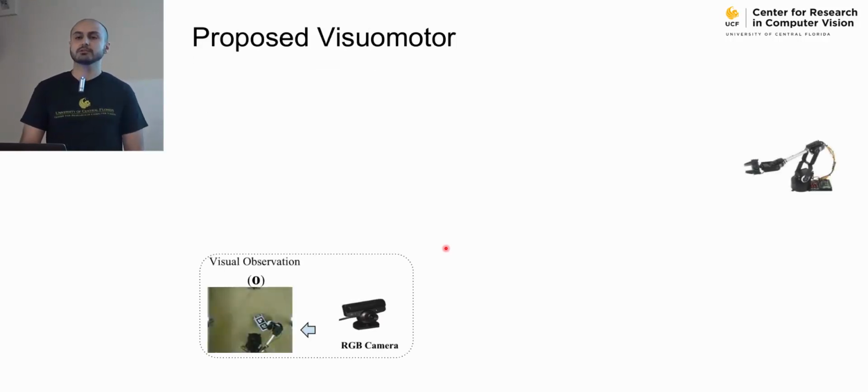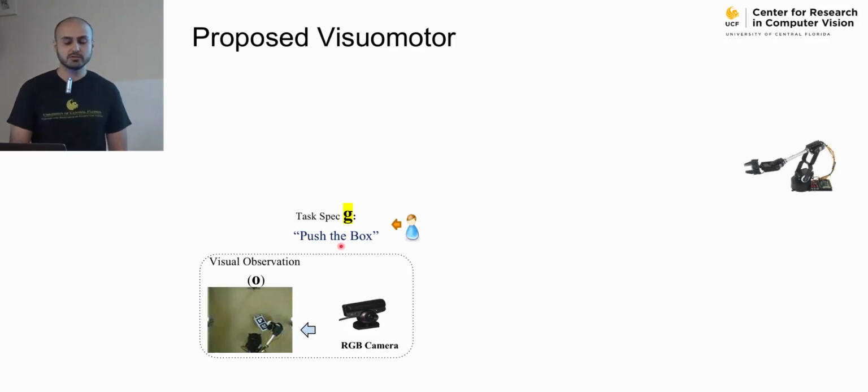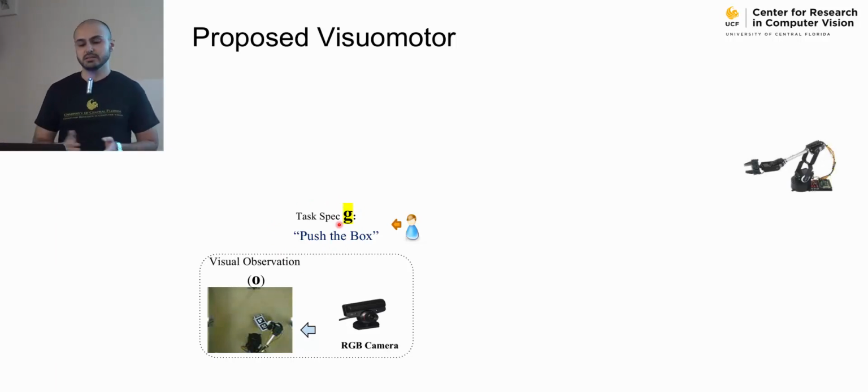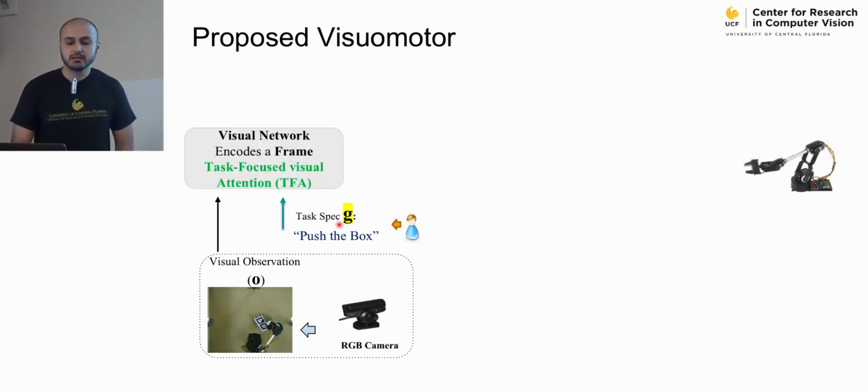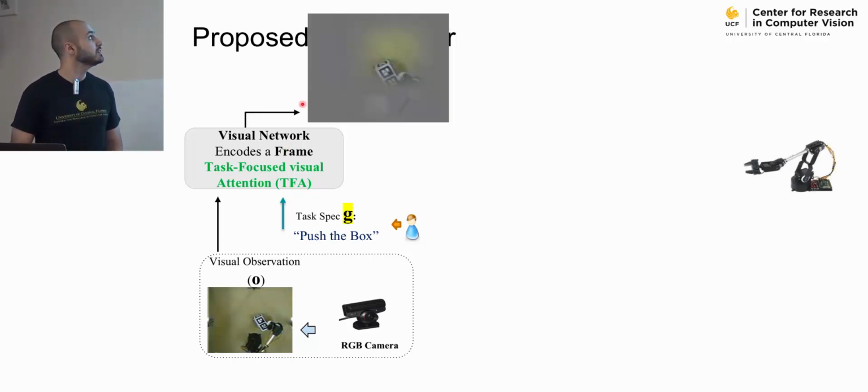Our proposed visual motor structure is almost the same as traditional ones. We have a robot, we have a camera, and we have the visual observation. But we assume that we have a user who gives us a task spec G. In our case, the user gives a task as a natural language sentence, a very simple sentence like push the box. Then we show that we can design a visual network that can encode both the text and the frame together in a way that it is able to ignore whatever is not related to the task that we want to do, and it attends to the important regions of the frames and encodes like that.